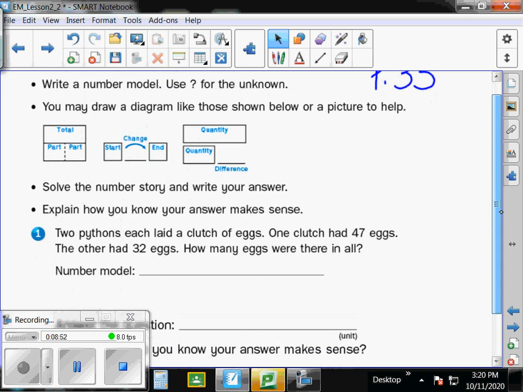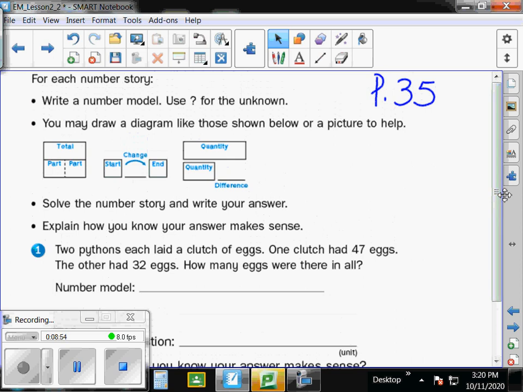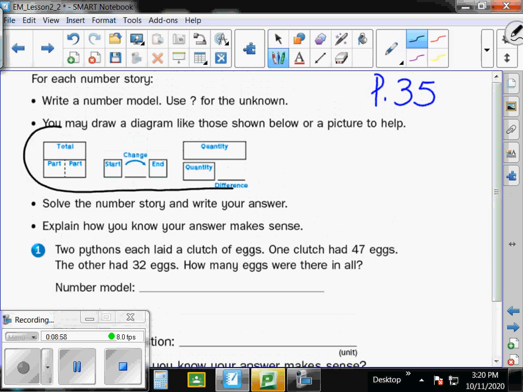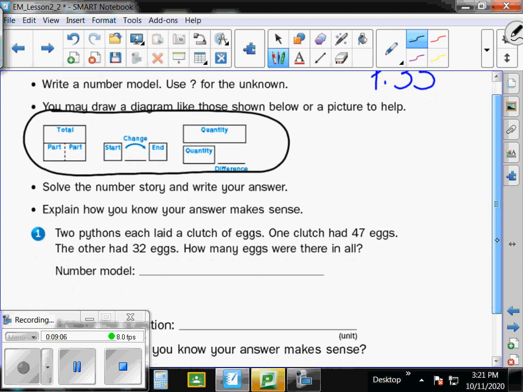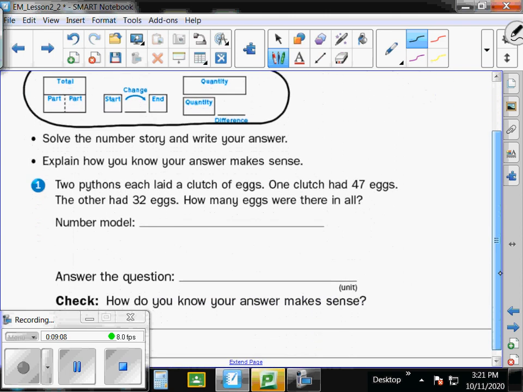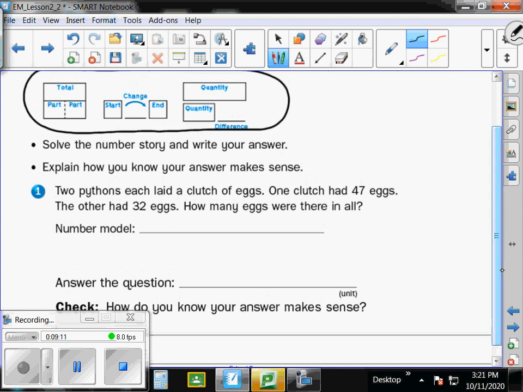All right, so now let's look. Again, I've got some situation diagrams up here. We may be using these a little bit. I'll show you some of the ways that you may use them. But we're going to solve the number stories and we're going to be writing our answers and then explaining how we know they make sense. So let's look at number 1. It says that 2 pythons each laid a clutch of eggs.